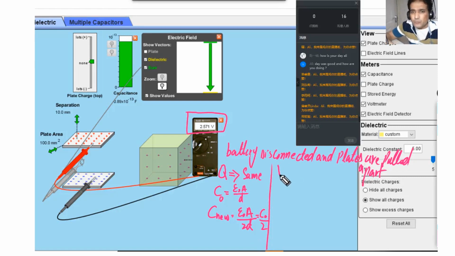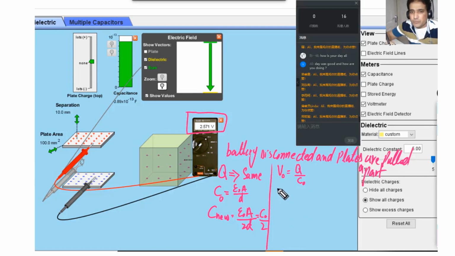Now, how about the voltage? Let's say the initial voltage is V naught. So how about V new? We can write this a little bit differently, in more detail. First of all, we have V naught, which was equal to Q over C naught.